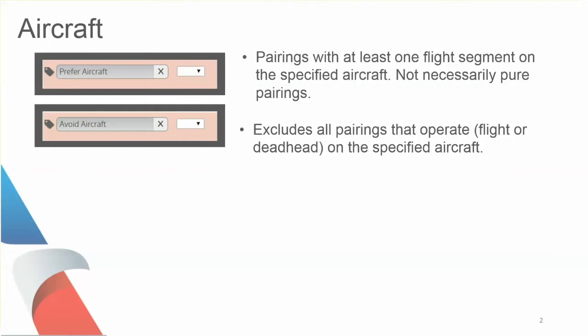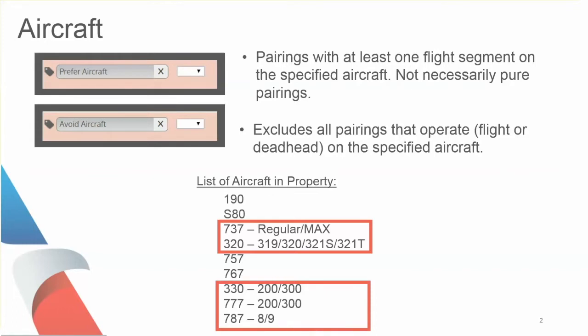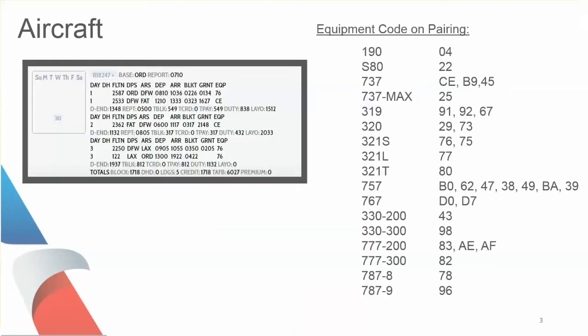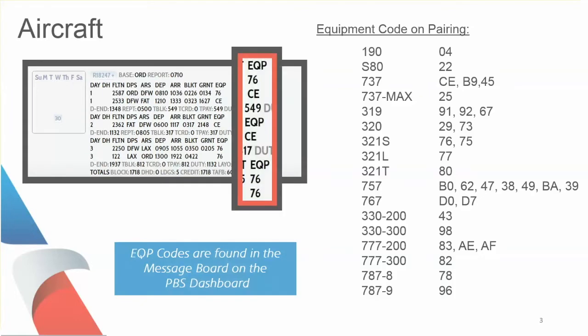The list within the property drop-down box is as follows. As you can see, you cannot differentiate a specific configuration of an aircraft. 737 includes both the regular and the MAX, and 320 encompasses all of the narrow-body Airbus. Same with the 330, 777, and 787. Both configurations of the aircraft are included. The list of equipment codes are found in the message board on the PBS dashboard. The FOSS codes will show here on the pairing.